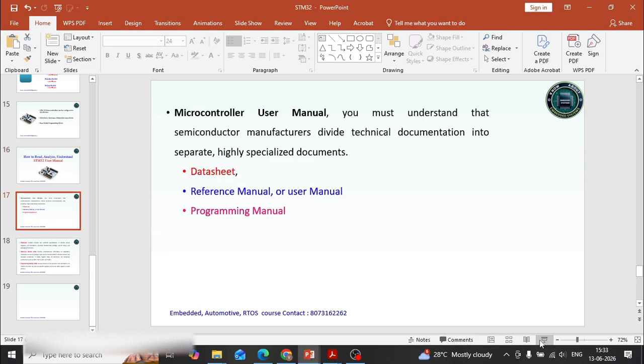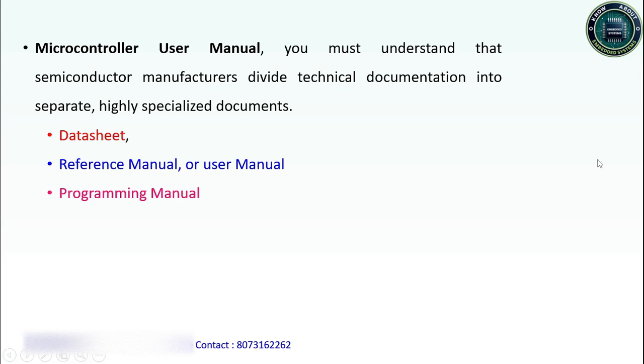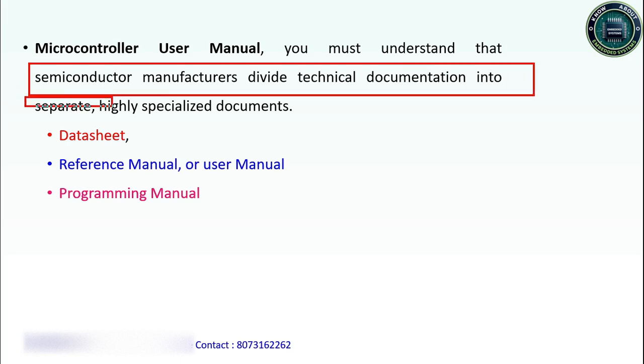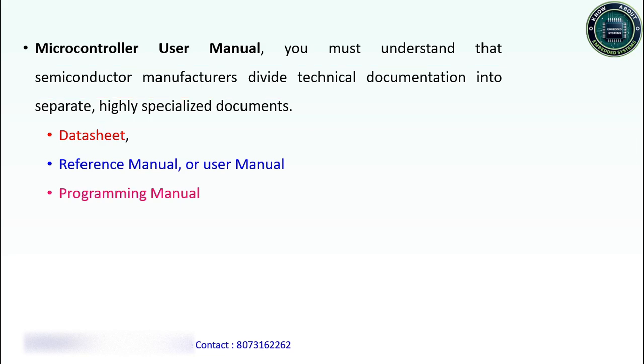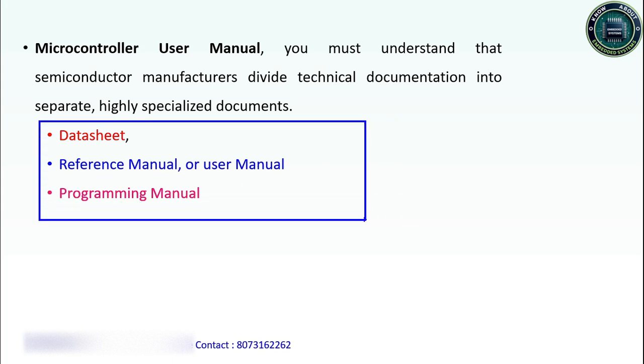You can see here, whenever the silicon developers produce a new microcontroller, they release new technical documentation. These technical documentations are divided into different parts. There are 3 to 4 different documents the silicon manufacturers release. One is the datasheet, one is the reference manual, which is also called the user manual, and one more is the programming manual. We will discuss what is in these 3.